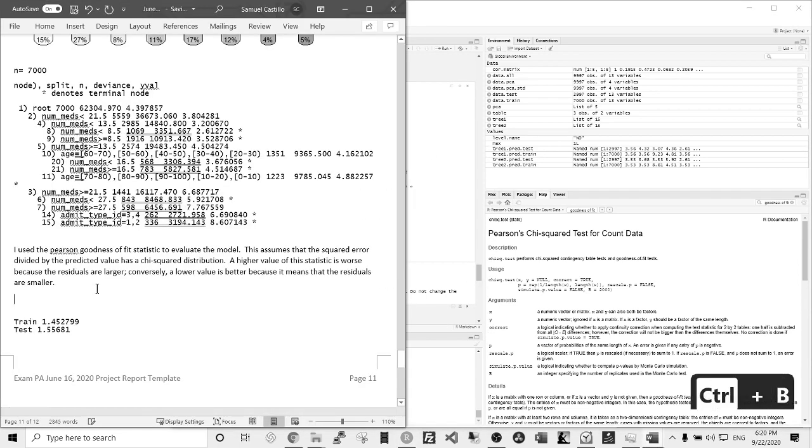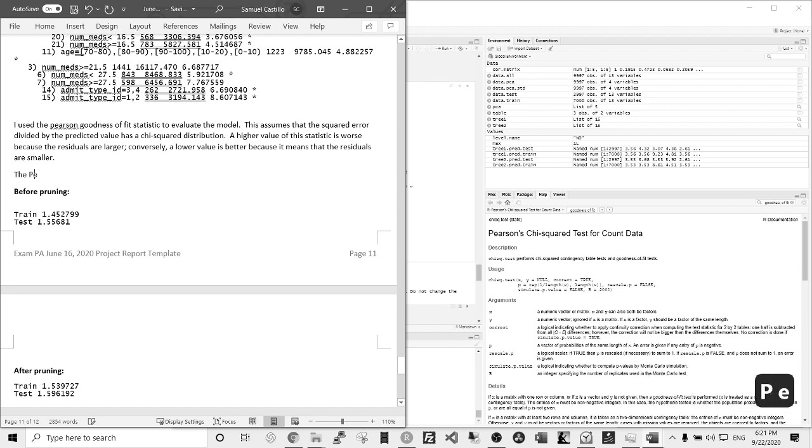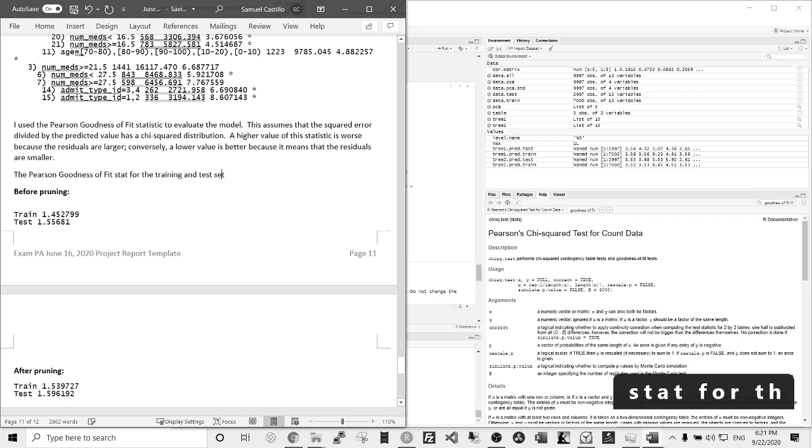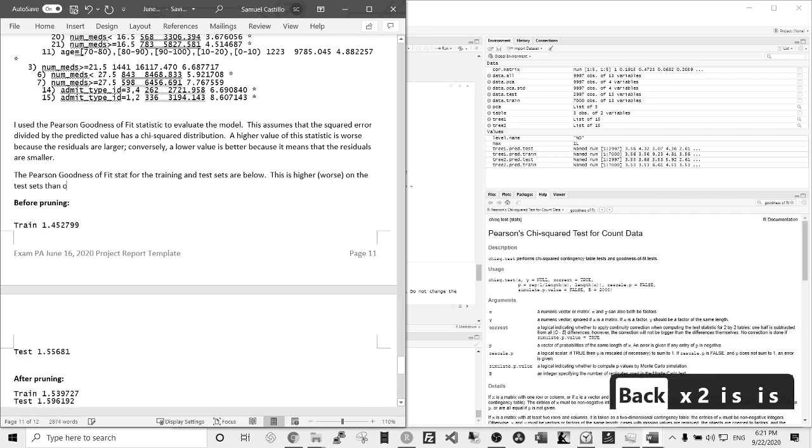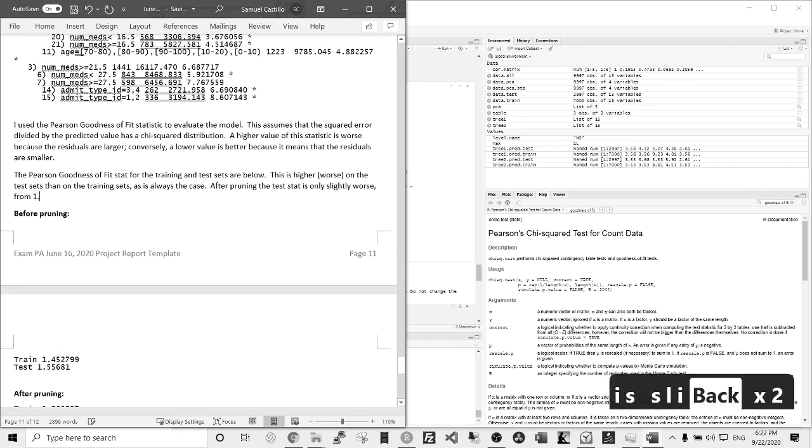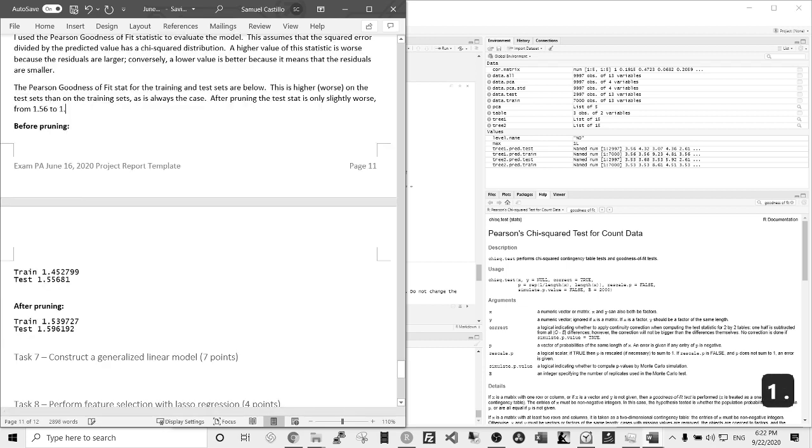So this is before pruning. It's after pruning. CP, the Pearson goodness of fit stat for the training and test sets are below. This is higher, worse on the test sets than on the training sets, as is always the case. After pruning, the test statistic is only slightly worse, from 1.56 to 1.60. This is a good value considering that the tree has 8 or 7 nodes instead of 28.